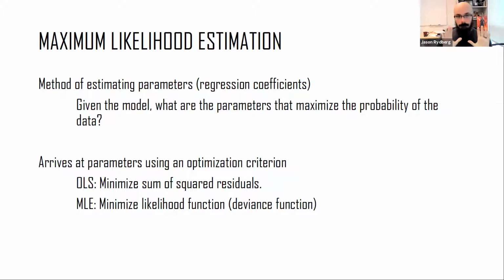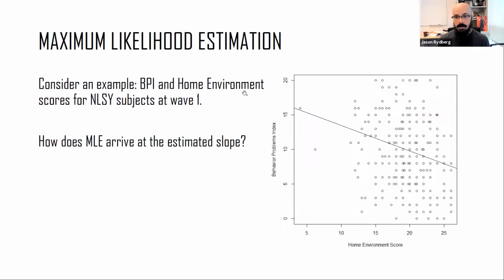There we go. It can be different depending on the likelihood function that we use. But as we'll see, OLS is actually a form of maximum likelihood, just so that we're clear that we're talking about the same thing.